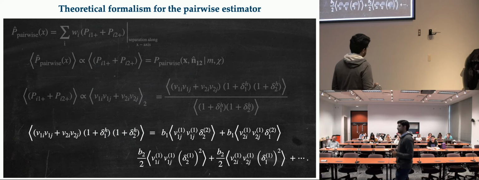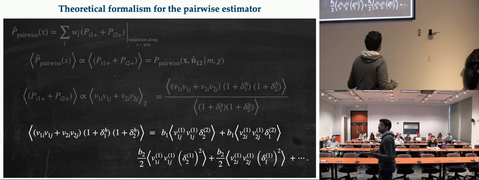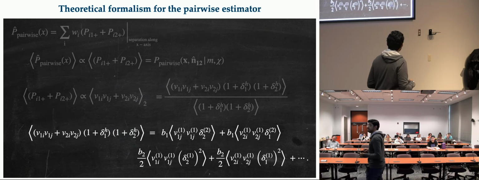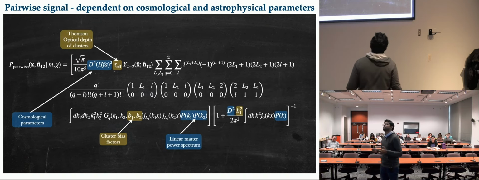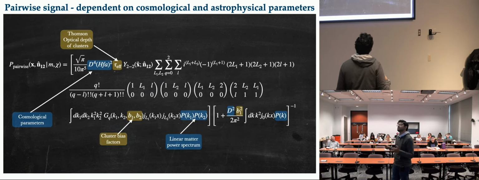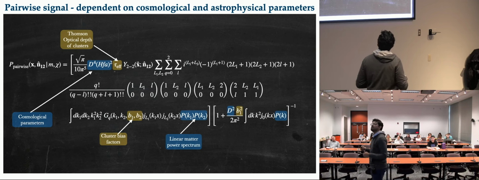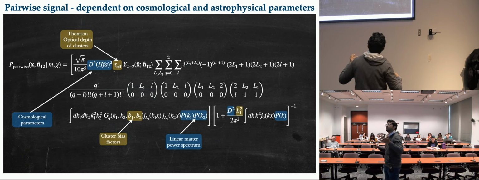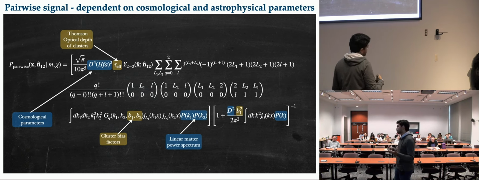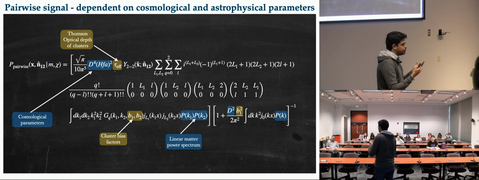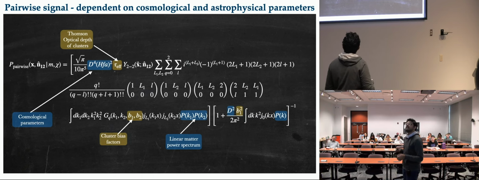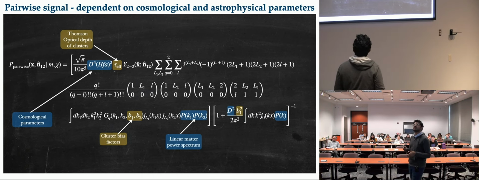So one more thing to notice is that you have to actually go to the second order in perturbation theory to calculate these bispectrum things. And so after doing all these things, you end up with a complicated looking expression, but you don't have to focus on everything here. All these things are geometric factors which either get summed over or get integrated out. The important point to notice is that this is dependent on the cosmological parameters.